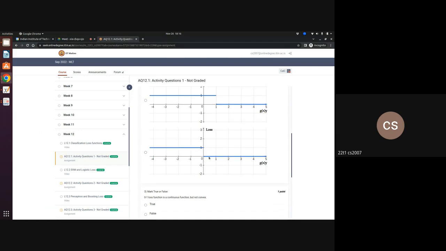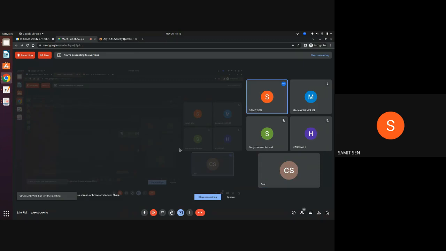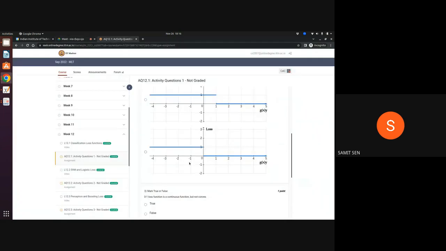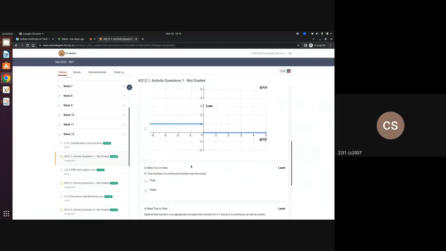Greater than 0, there is 0 loss. Less than 0, there is 1 loss. That's how your 0-1 loss is. Is this point clear to everyone?